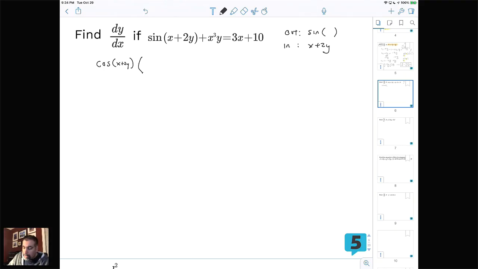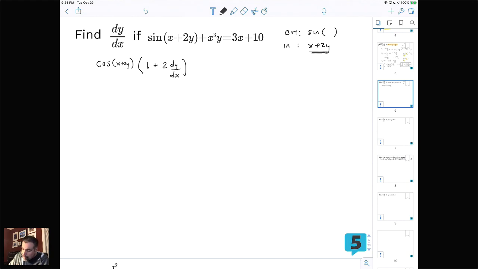So I'm going to open up a new set of parentheses, and now I'm taking the derivative of x plus 2y. Well, the derivative of x is 1. x is our independent variable, so that's going to work just fine. And the derivative of 2y is going to be 2 times dy over dx, because every time we take the derivative of y, we're going to get dy over dx. So there is the derivative of that first term.